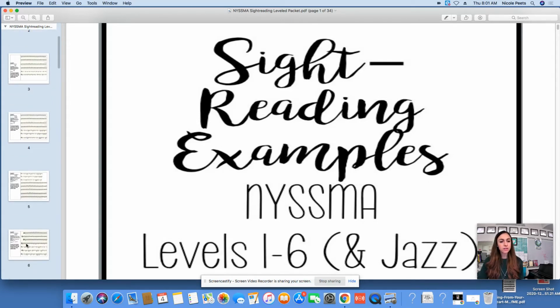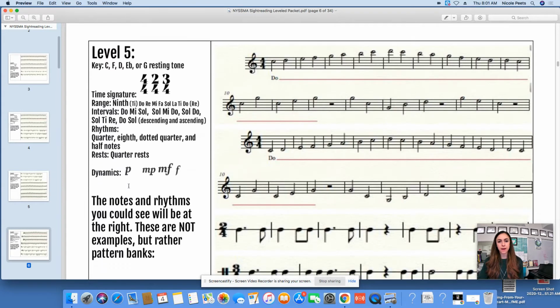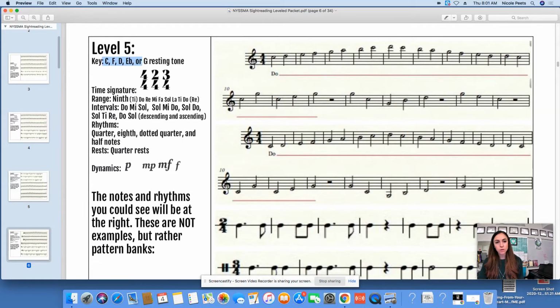All right, first let's look at what a level 5 encompasses. I don't think at this point we're thrown for a loop with any of these keys, any of these dos, or the time signatures we've got. The range, just remember, you might extend above or below an octave by a single note. So your range could be do, re, mi, fa, sol, la, ti, do, re, or it could be re, do, ti, la, sol, fa, mi, re, do, ti. It might go down to low ti. Just keep that in mind as you're looking through the sight reading.